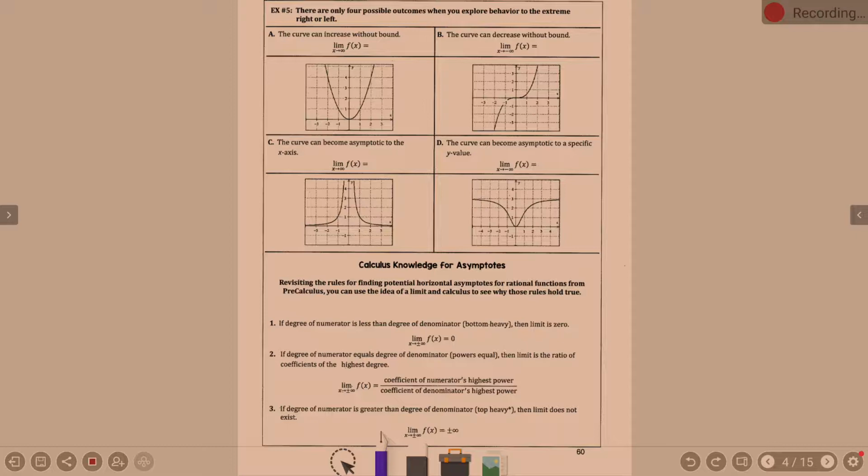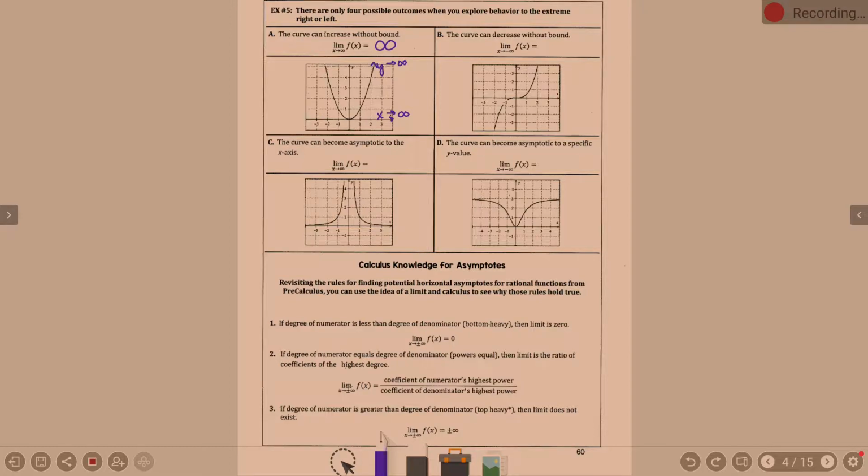There are 4 possible outcomes when you explore behavior to the extreme right or left. So as we approach positive infinity or negative infinity, being the extreme right or left. A, the curve can increase without bound. Perfect example here, parabola, the quartic we did earlier, as x approaches infinity. So what's happening here? As x is going farther and farther to the right, where's my graph going? Up to positive infinity, yes? So as x approaches infinity, as we go farther to the right, y is approaching infinity. And that's going farther and farther up. Okay?